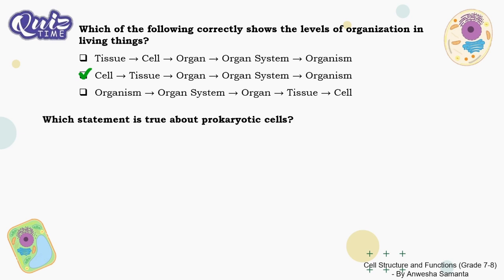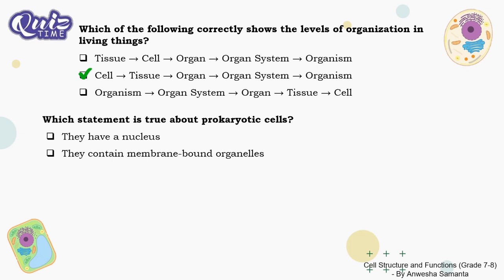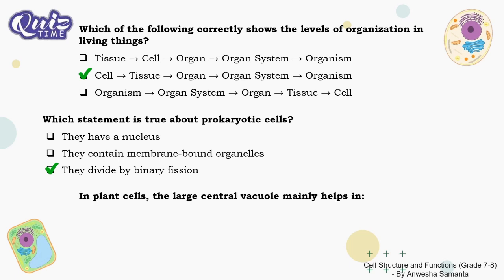Next question. Which statement is true about prokaryotic cells? They have a nucleus. They contain membrane-bound organelles. They divide by binary fission. The correct answer is they divide by binary fission.